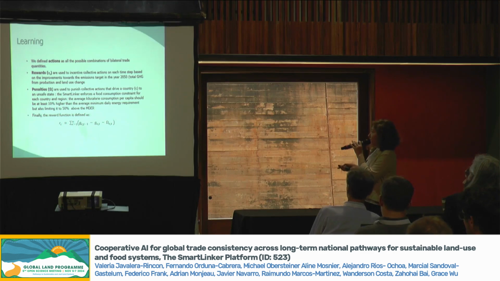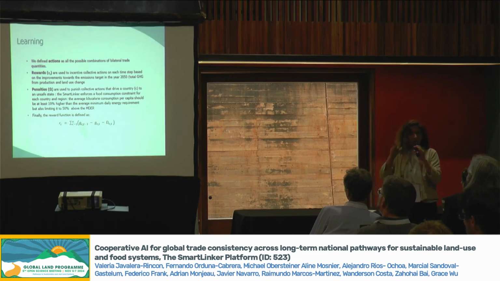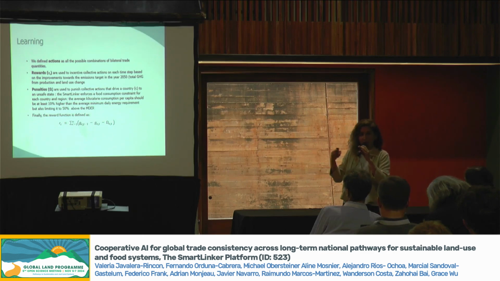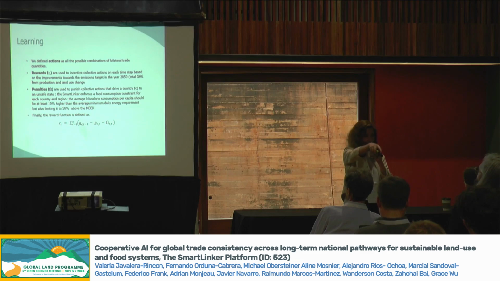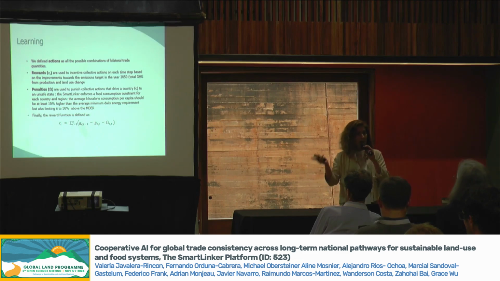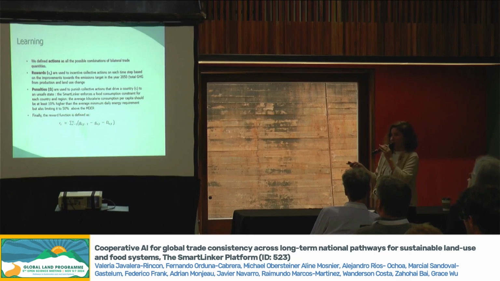So the algorithm acts using three elements: actions, rewards, and penalties. The linker tries different actions with the calculators and measures how well the system is performing. This is bilateral trade. When it tests an action of trade, a bilateral trade, it evaluates and gives a high reward if it's good for the targets, or a penalty if we don't meet this restriction of the kilocalories per capita.